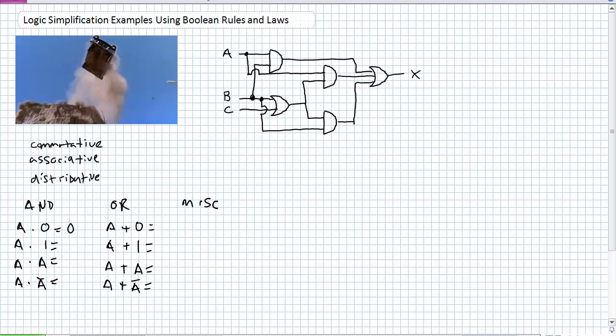A and 0 should be equal to 0. A and 1 is A, A and A is A, and A and not A is 0. Go ahead and see if you can fill out the ORs. If you do so, you should look something like this. What are our miscellaneous rules?